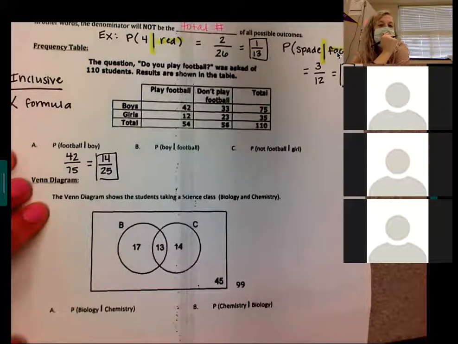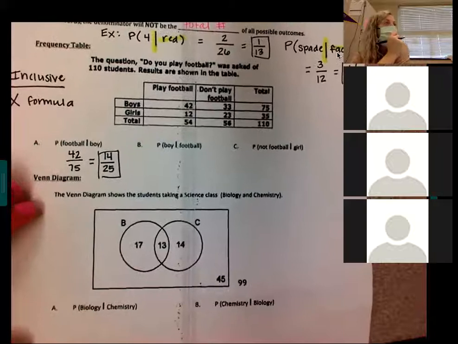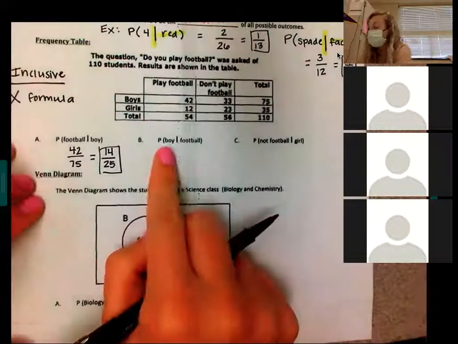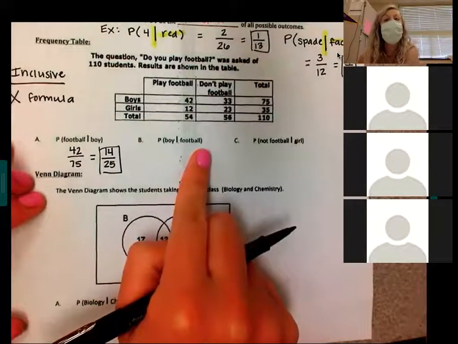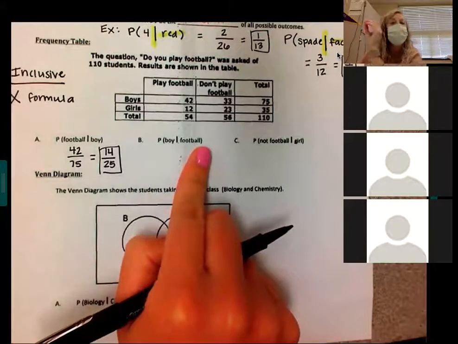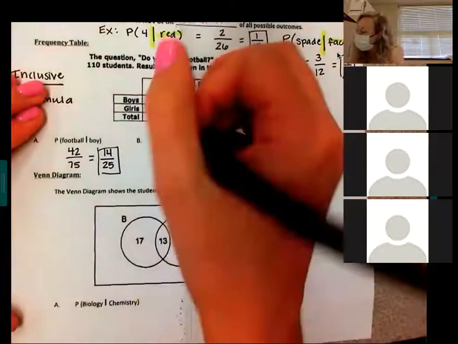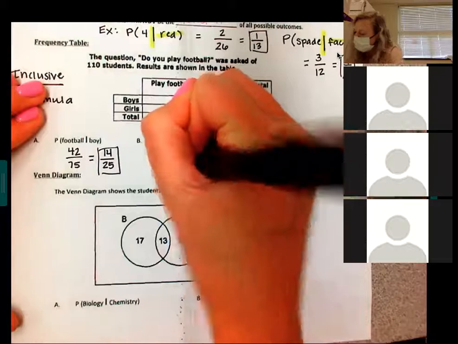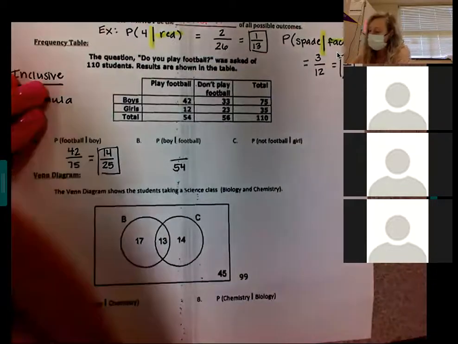Okay. All right. What's different about B? Yeah, good. They flipped it. So this one is saying, what's the probability that they're a boy given the person plays football? So who are the only people we're looking at? Who'd we narrow it down to? Football players. So how many people total play football? 54 is your denominator. Very good. Out of those 54, how many are boys? 42.